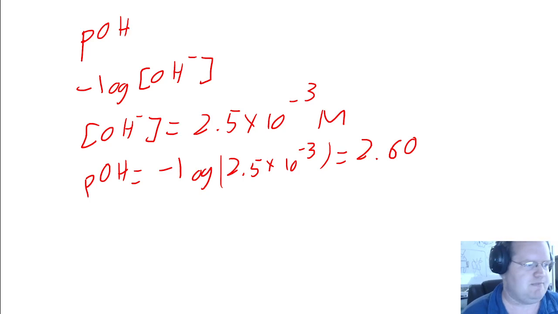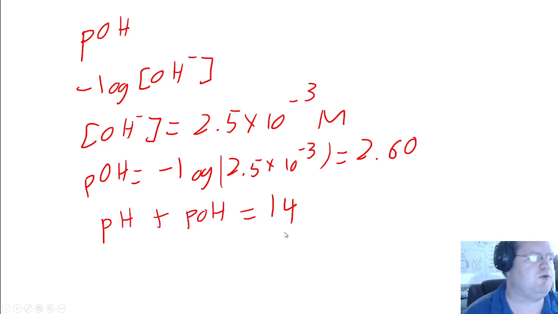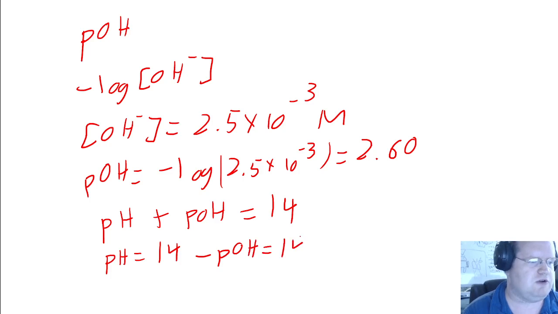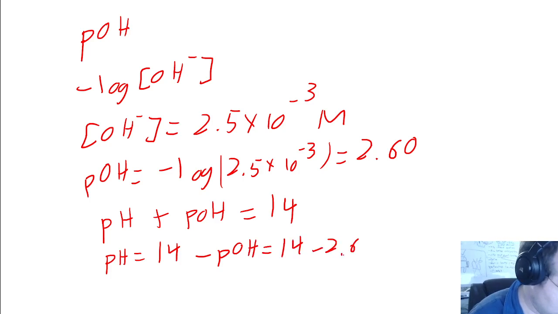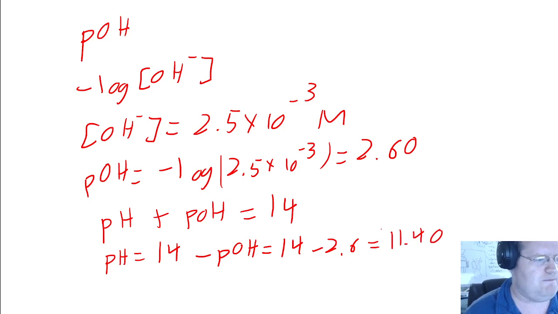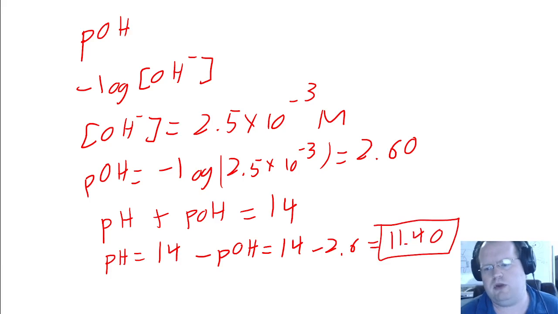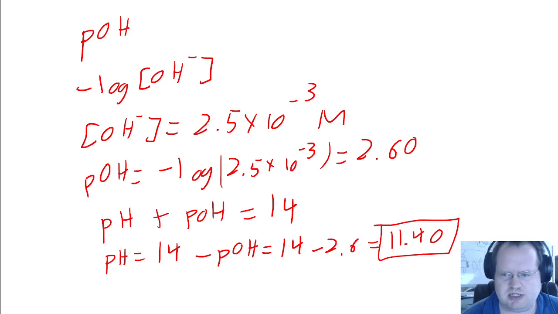Another thing that's nice here is that because of Kw, as long as you're at 25 degrees, pH plus pOH together equal 14. So you can very quickly transfer between the two. If I instead wanted the pH of this solution, but I had the pOH, I could simply plug into this equation. We know that pH equals 14 minus pOH. So 14 minus 2.6 gives a value of 11.40. So the pH of my solution is 11.4, which, as you remember, is basic, which makes sense. This OH- concentration is larger than 1 times 10 to the negative 7th.